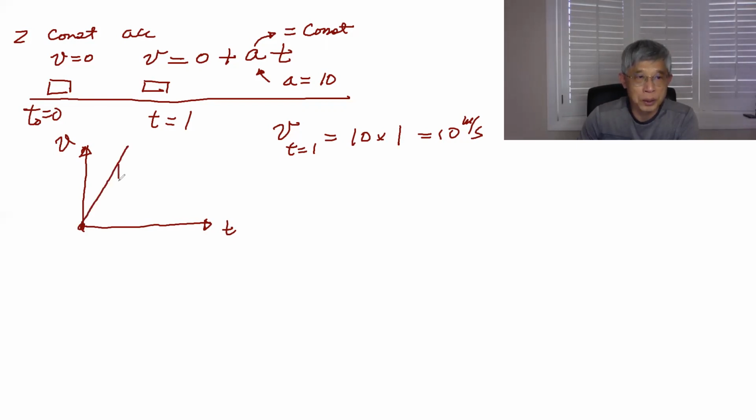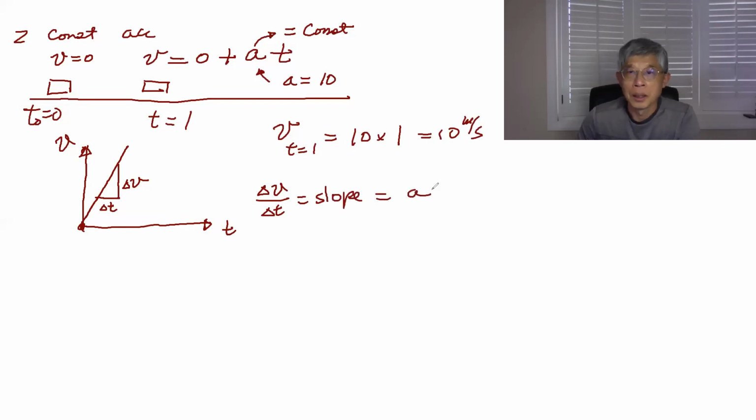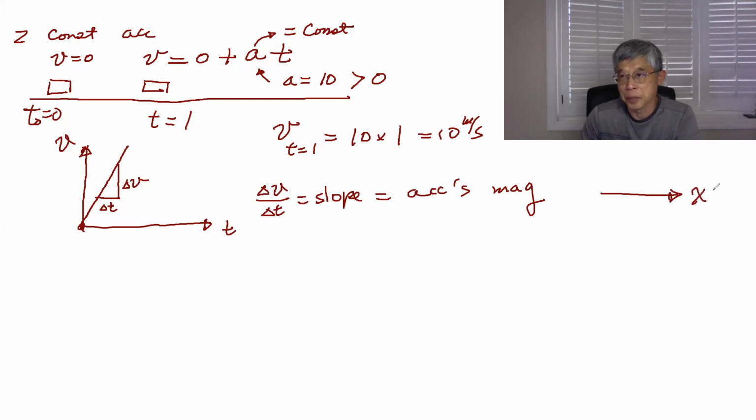And then the slope here. Let's say this is delta t, this is delta v. So delta v versus delta t is the slope, and that slope is equal to the acceleration's magnitude. In this case, if you are speeding up going to the right, then your a is larger than 0. Usually we assume going in this direction is positive, so this is positive x going this way. So that's a constant acceleration motion.